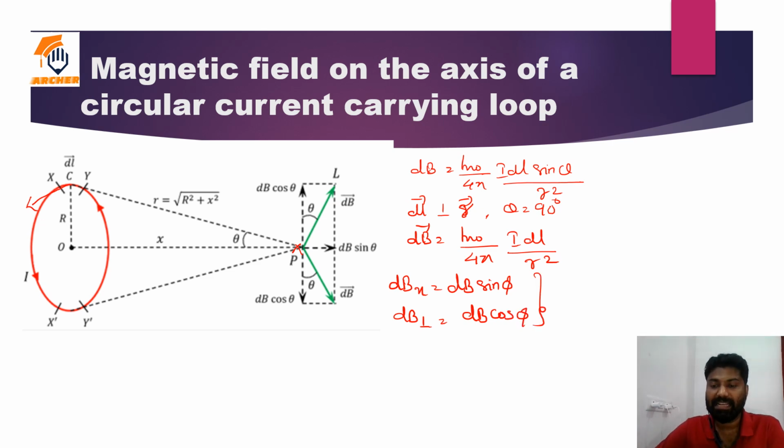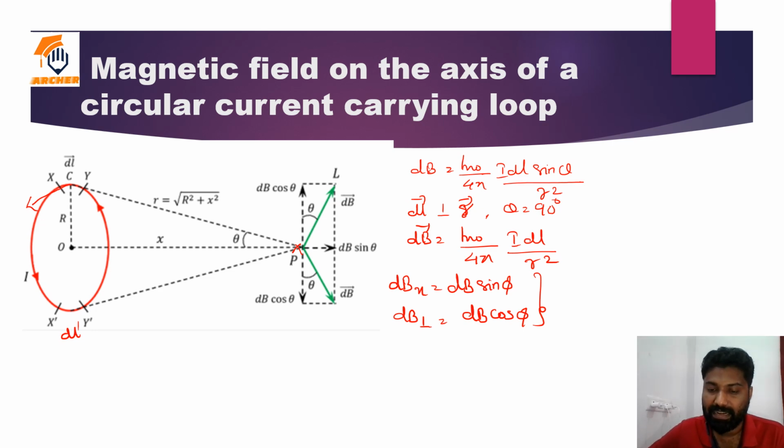If we consider an elemental dl dash at the bottom of the loop, then these two perpendicular components will cancel each other and the axial components will add up. Here the axial component is dB sin phi, so it will add up.